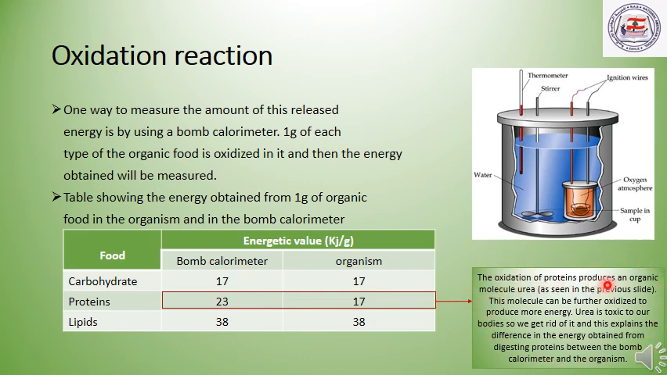The oxidation of proteins produces an organic molecule, urea, as seen in the previous slide. This molecule can be further oxidized to produce more energy. Urea is toxic to our bodies, so we get rid of it, and this explains the difference in the energy obtained from digesting proteins between the bomb calorimeter and the organism.